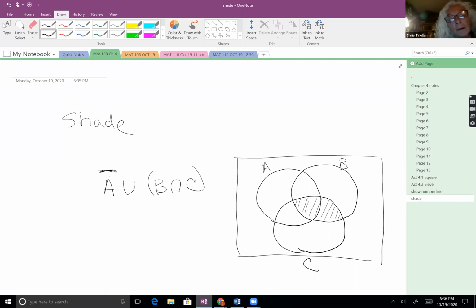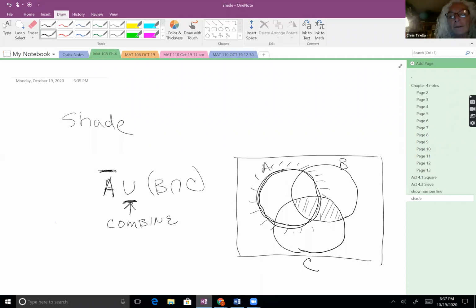Now over here, A complement is everything outside of A. And so everything outside of A, if I think of going around this circle, I want everything that's outside of A. And then here, when I'm taking the union of those two, I'm combining them.